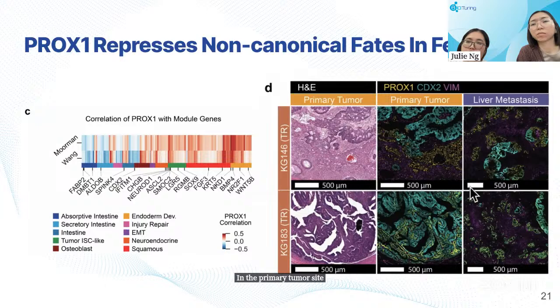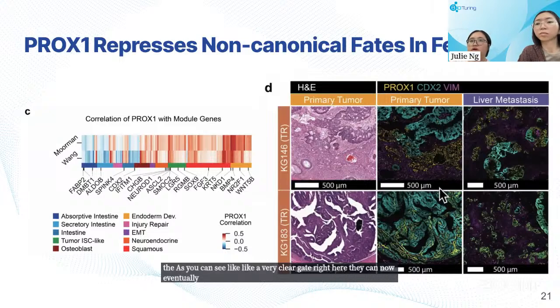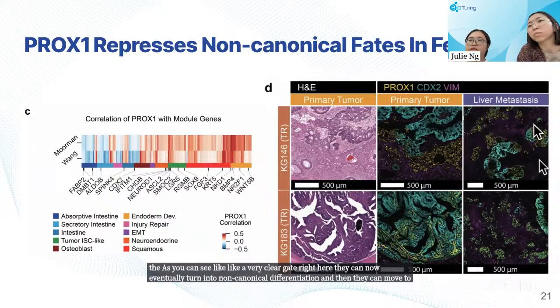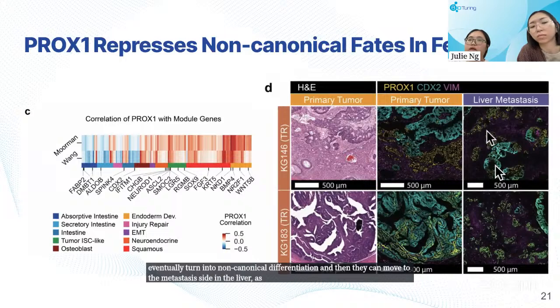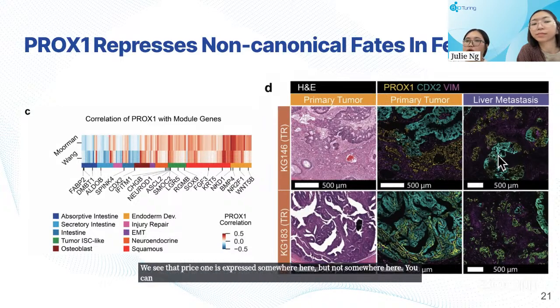However, once those cancer cells overcome the PROX1 gate, as you can see, like a very clear gate right here, they can eventually turn into non-canonical differentiation, and then they can move to the metastasis site in the liver, as you can see here. And then in the metastasis site, we see that PROX1 is expressed somewhere here, but not somewhere here. You can see no yellow color here.